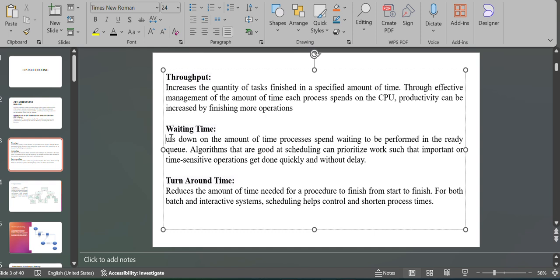And the next one is waiting time. It cuts down on the amount of time a process spends waiting in the ready queue. Algorithms that are good at scheduling can prioritize work such that important or time-sensitive operations get done quickly and without delay. And third, turnaround time. It reduces the amount of time needed for a process to finish from start to finish. For both batch and interactive systems, scheduling helps control and shorten the process time.